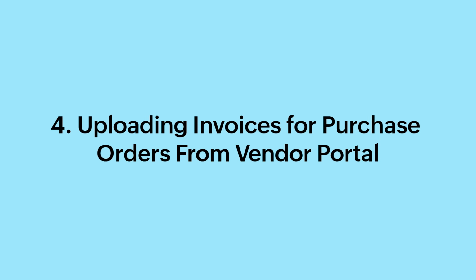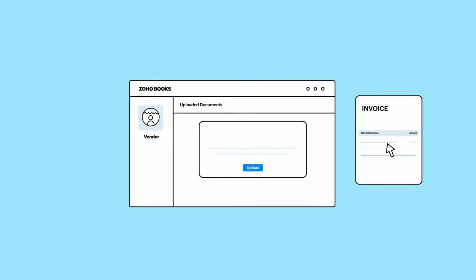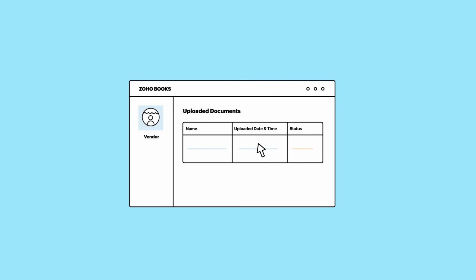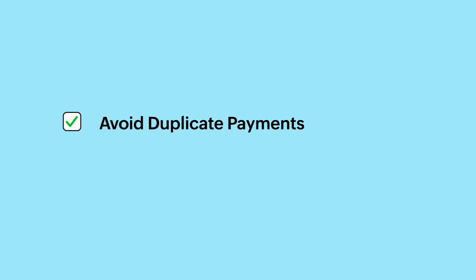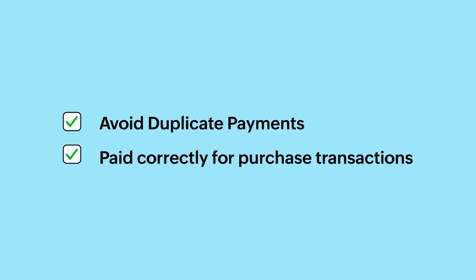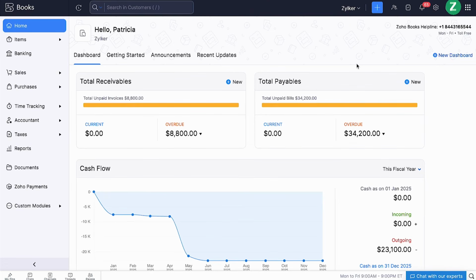Moving on to the next feature, uploading invoices for purchase orders from Vendor Portal. Now, your vendors can upload the corresponding invoices against their purchase orders from their portal to avoid duplicate payments and to ensure they are paid correctly for your purchase transactions. This feature also allows you to mandate that vendors upload invoices only against the corresponding purchase orders.